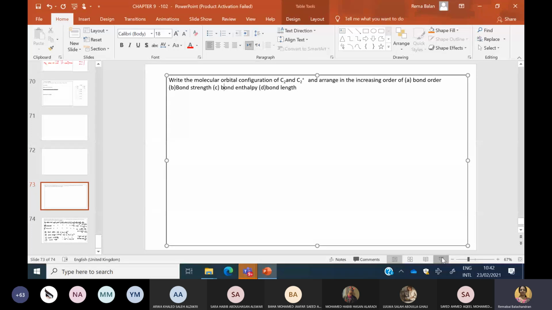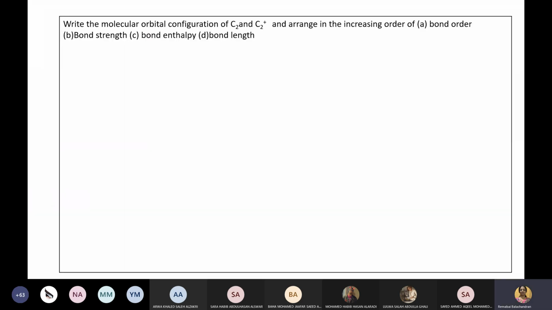Can you see this slide? Yes. Okay. So now, what is written here? Write the molecular orbital configuration of C2 and C2 plus and arrange in the increasing order of bond order, bond strength, bond enthalpy, and bond length. You listen here. It's very important. I will explain how to do it.